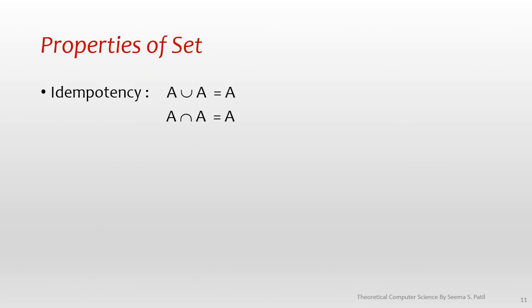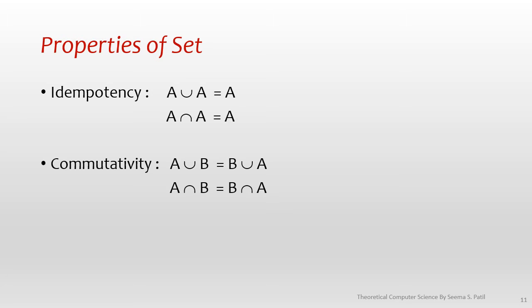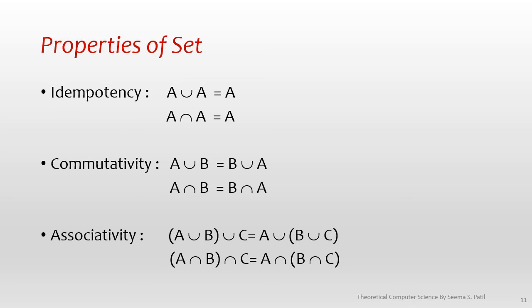Properties of set. First property is idempotency. That is A union A equal to A. And A intersection A is also A. Commutativity. That is A union B equal to B union A. And A intersection B equal to B intersection A. Third one is associativity. That is (A union B) union C equal to A union (B union C). (A intersection B) intersection C equal to A intersection (B intersection C).